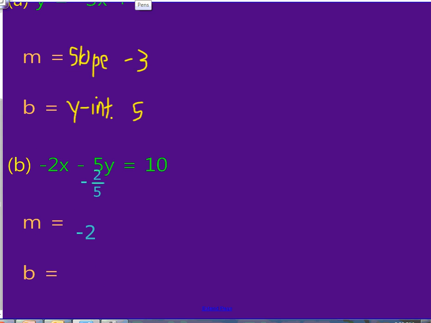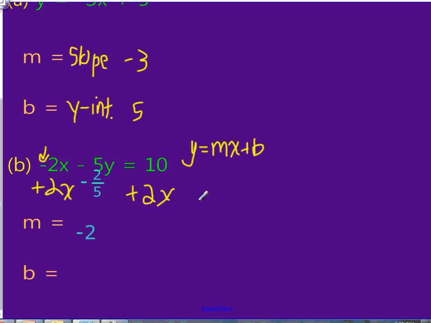So in this particular problem, we have negative 2x minus 5y equals 10. Now, that doesn't look like my nice y equals mx plus b form. So what we need to do is put it in this form. So I'm going to say, all right, well, I need to solve this for y. So the first thing I'm going to do, I'm going to move my 2x over to this side. And I'm going to add it because it is a negative number, and so we need to do the opposite. We need to add it.